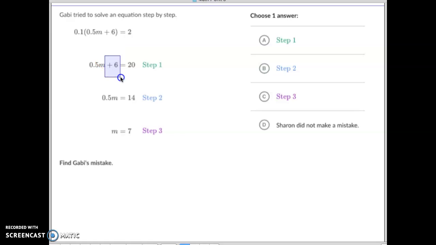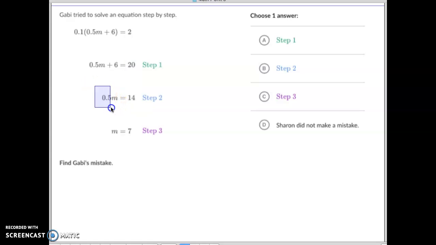Now, let's see, it looks like they canceled out this plus 6. So how do you cancel plus 6? You subtract 6, or add a negative 6. Whatever you do to one side, you do to the other. 20 plus negative 6, well, that is 14. So far we're doing good.